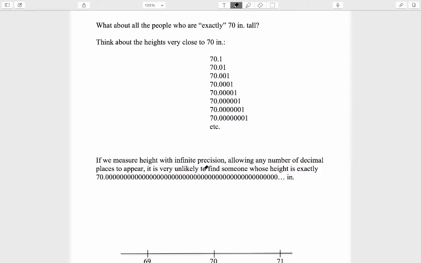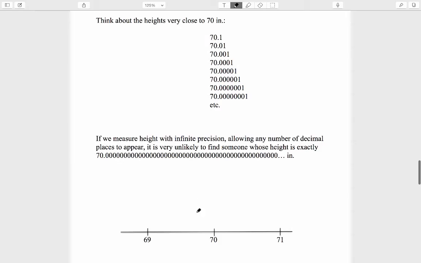So if we keep going and we measure height with infinite precision, allowing any number of decimal places to appear, it is very unlikely to find someone whose height is exactly 70.00000 with the zeros going on forever. Since we're allowing all of these different numbers to count as heights, we're really looking at a portion of the number line which has all the points strictly greater than 70, but not including 70. So we're talking about heights including all of these that are listed here, but not exactly 70 on the dot. To be exactly 70 inches tall is only one point on the number line.